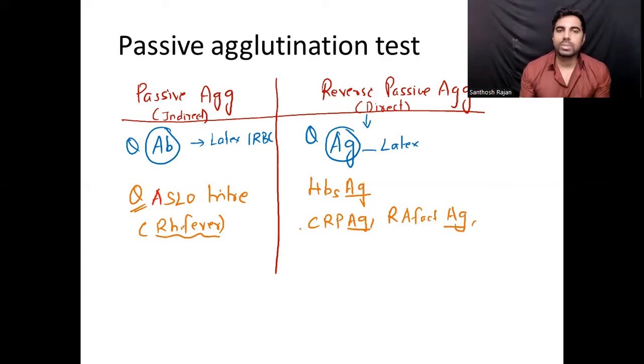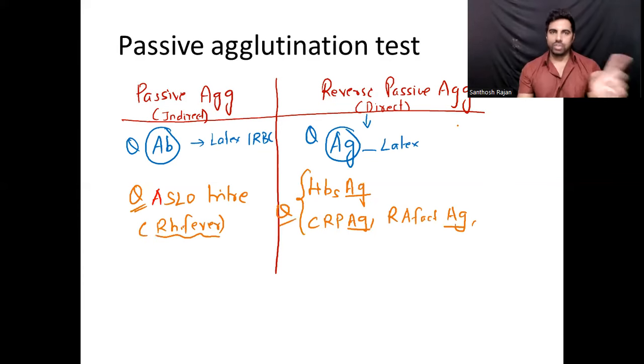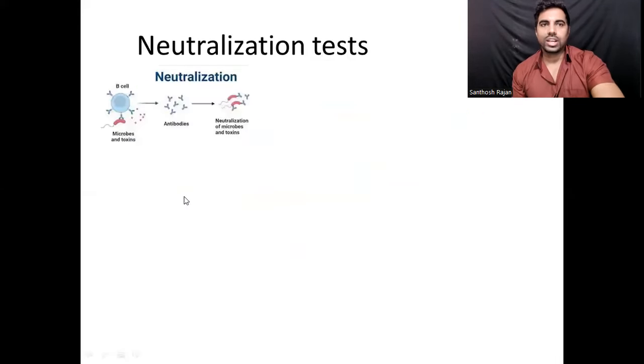These are just some examples of reverse passive agglutination. Direct always means antigen. When you talk about indirect, it is antibody. ASLO is a type of antibody, an anti-streptococcal lysin antibody. That is what you are detecting in the passive agglutination test. I hope you are clear now.